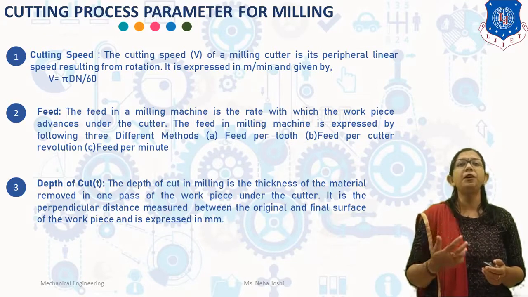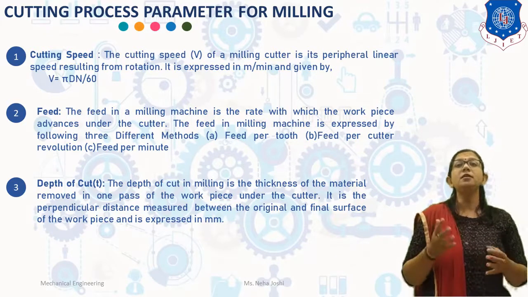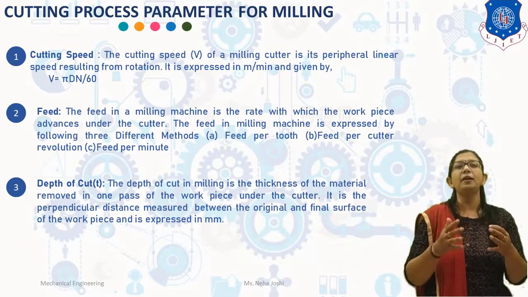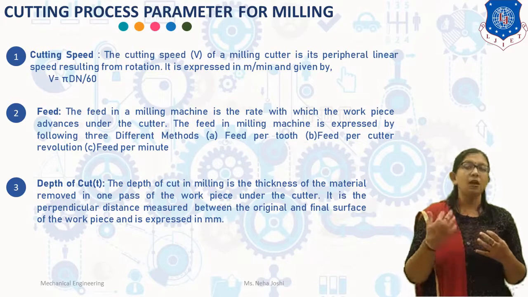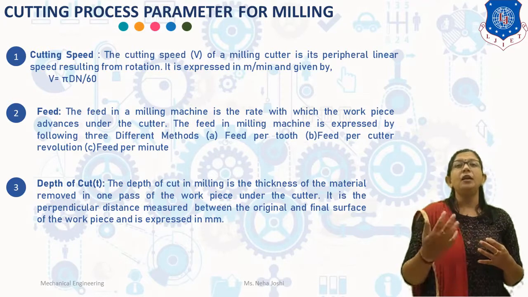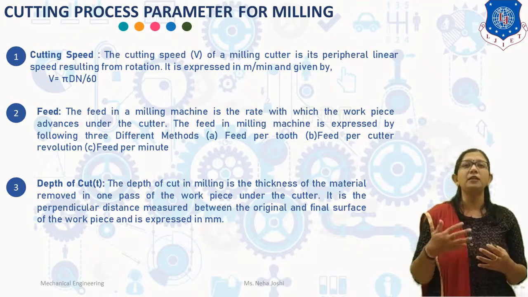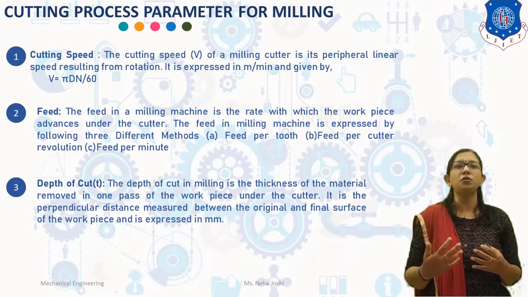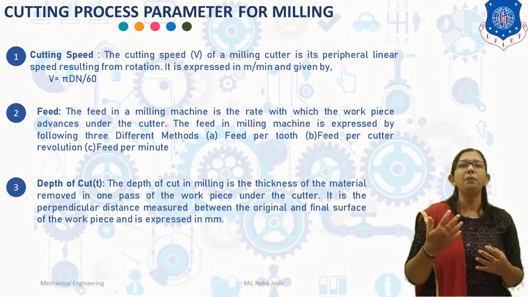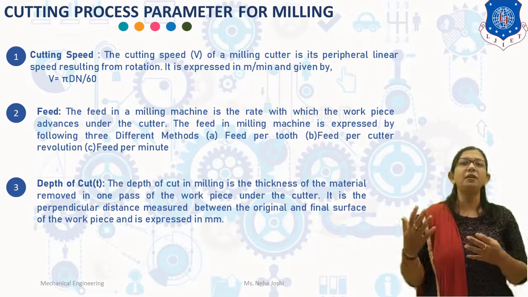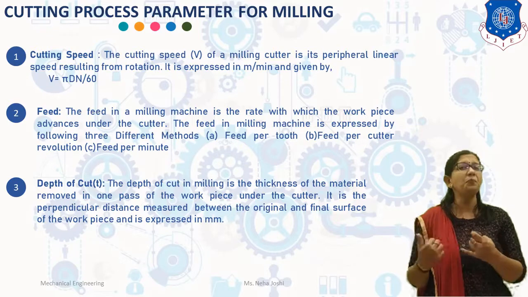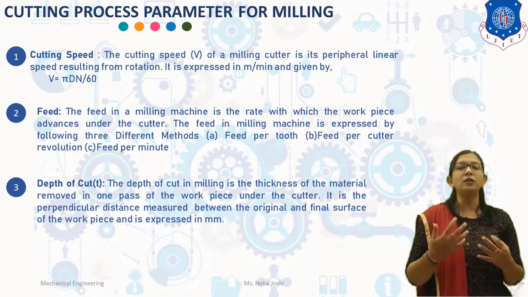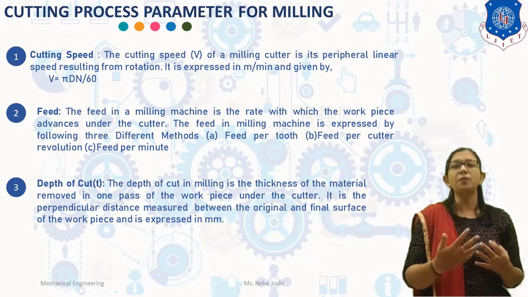Now what is feed per tooth? It is the distance the workpiece advances in the time between engagement by two successive teeth. Now what is feed per cutter revolution? It is the distance the workpiece advances in the time when the cutter turns through one complete revolution. And what is feed per minute? It is defined as the distance the workpiece advances in 1 minute. So these are the different feeds which we have to consider as a cutting process parameter in milling.